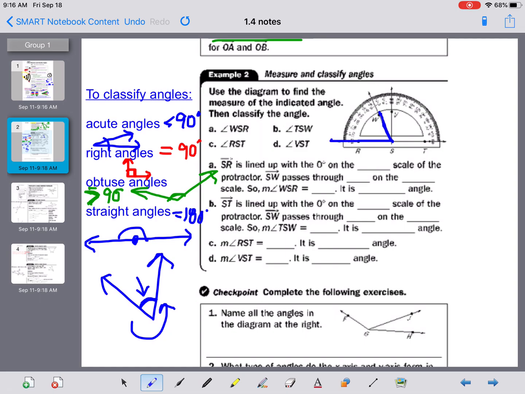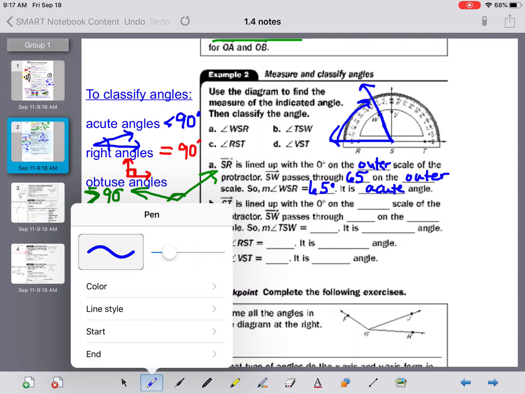Okay, now I'm going to follow these lines, and this is the one we're going to use. When I look at WSR, it looks like my 0 is on the outer scale, so I'm going to follow all those outer numbers. I'm going from here to here, and I'm trying to say, how big is this angle? Well, it looks like I'm hitting about 65 degrees. Does that make sense on that outer scale? So I'm going to say the measure of that angle is 65 degrees. What kind of angle is that when I classify it? Smaller than 90, so let's call that an acute angle.